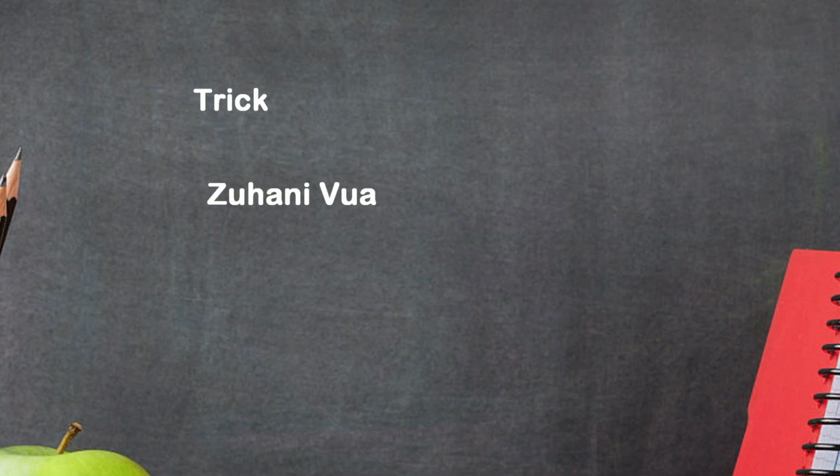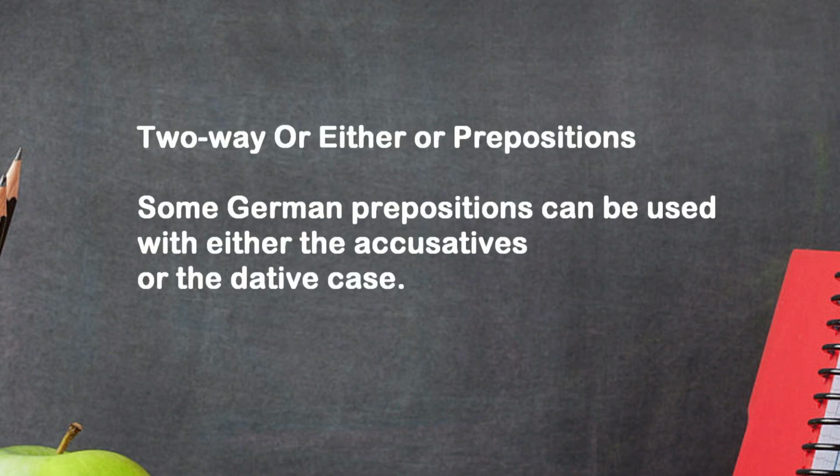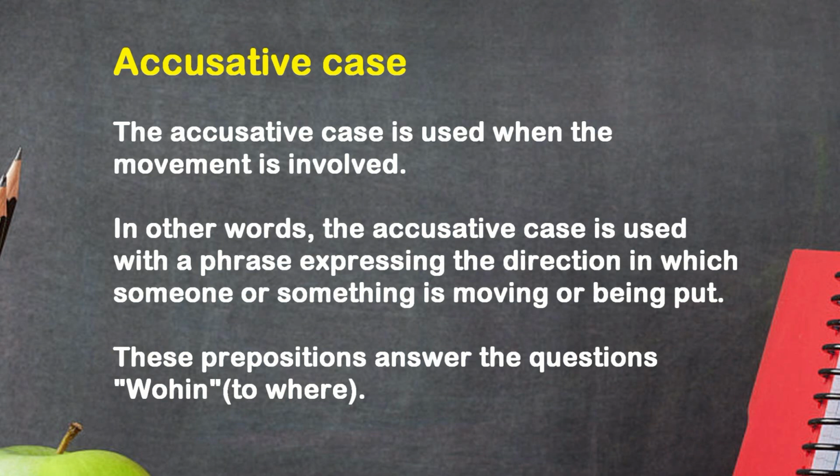First of all, let us see what are two-way or either-or prepositions. Some German prepositions can be used with either the accusative or the dative case. The accusative case is used when movement is involved. In other words, the accusative case is used with phrases expressing the direction in which someone or something is moving or being put. These prepositions answer the question wohin.